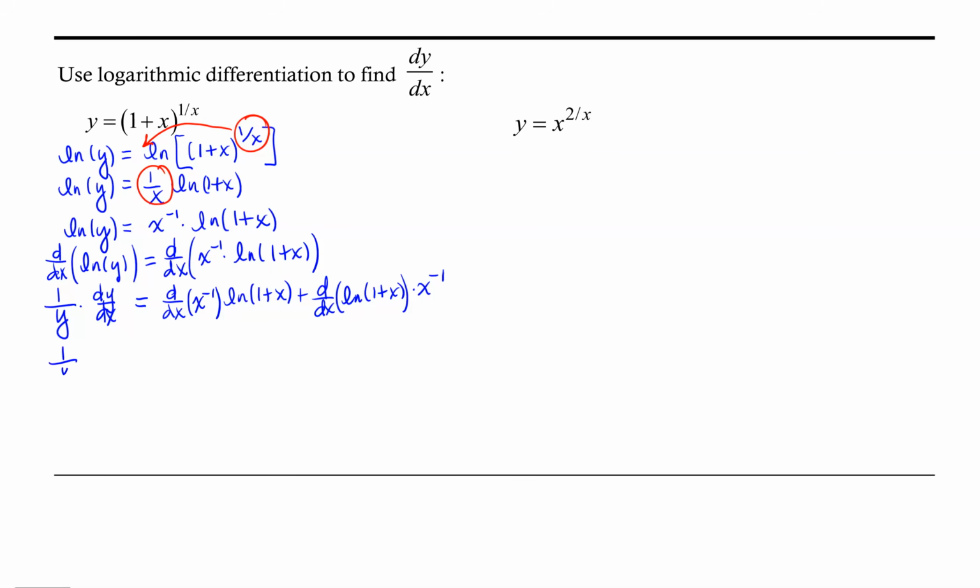So now we have 1 over y times dy dx equals, now our derivative of x to the negative 1 power is negative 1x to the negative 2 times the natural log of 1 plus x, plus, and now our derivative of the natural log of 1 plus x is going to be 1 over our argument, so 1 over 1 plus x, times the derivative of our argument, and the derivative of 1 plus x is simply 1, times x to the negative 1 power.